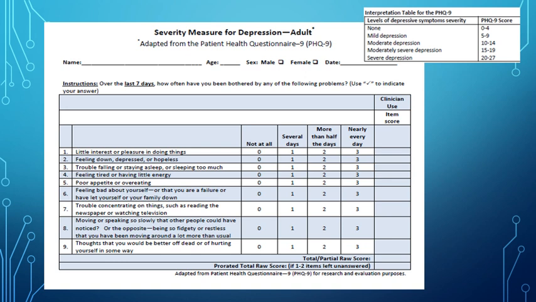A score of 0 to 4 means no depressive symptoms of severity. A score of 5 to 9 means mild depression. A score of 10 to 14 means moderate depression. A score of 15 to 19 means moderately severe depression, and finally a score of 20 to 27 means severe depression. This sort of questionnaire, along with the consideration of risk factors, could be the foundation of an effective self-diagnostic tool for depression.